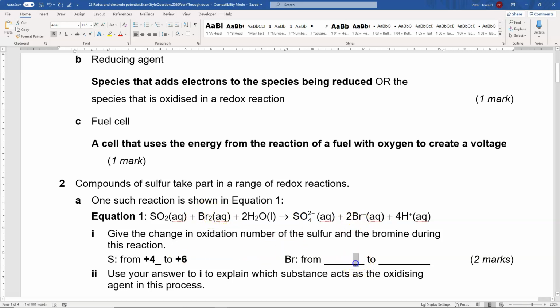Bromine goes from 0 to a bromide ion, so Br-, so it's gone to -1. If we think about the equation, it's got 2 bromide ions, so there has been a gain of 1 electron per bromine. So the total number of electrons gained by bromine going from bromine to bromide is 2, which fits with sulfur going from +4 to +6. So sulfur is obviously losing 2.